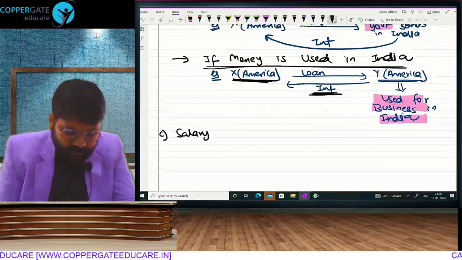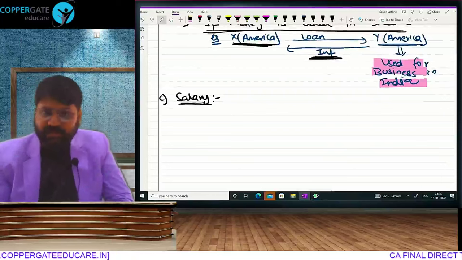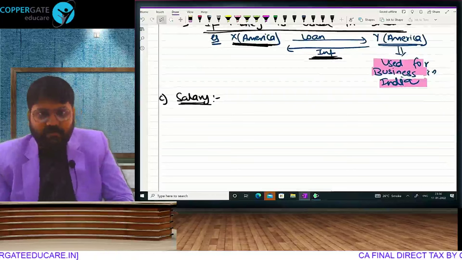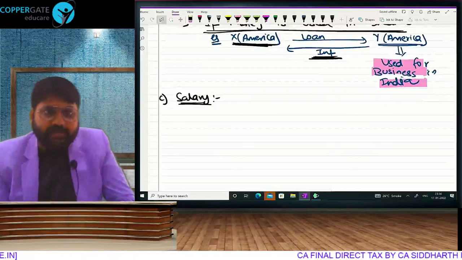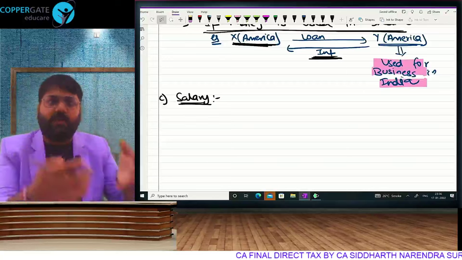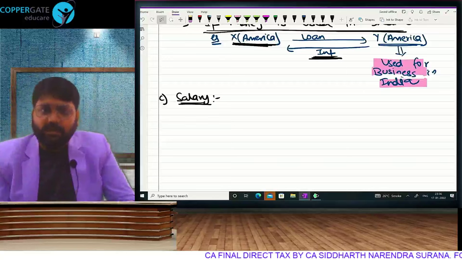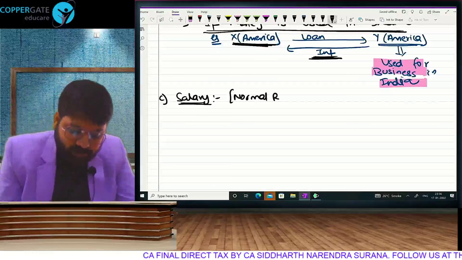Income in the form of salary. See, salary is one such income where you have to work, then only you earn. And salary was the example that I took. I took the example of Liana or myself or Devika or Donald Trump, all of us. Can I say for salary, the normal rule is always going to be what?